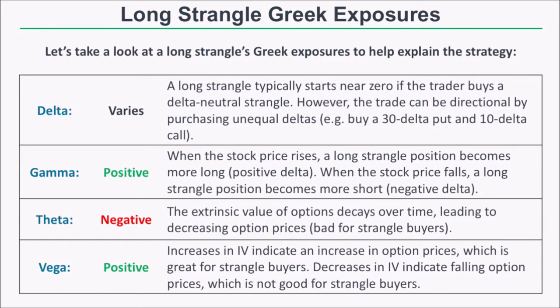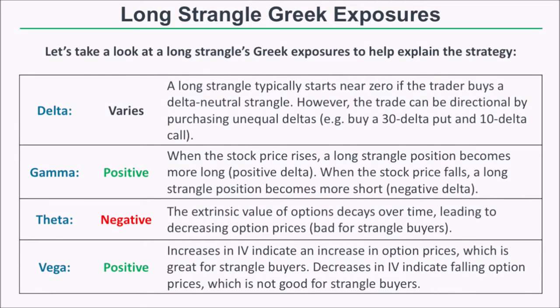Now in regards to theta decay, a long strangle's theta is negative. That means that you're going to lose money as time passes, all else being equal. That's because as time passes, the extrinsic value of options decays, and that leads to decreasing option prices, which is of course not what you want when you own options.